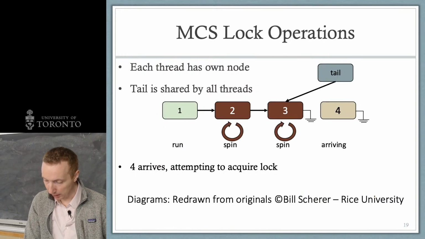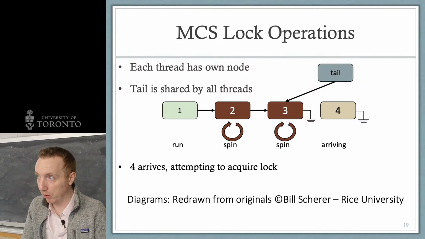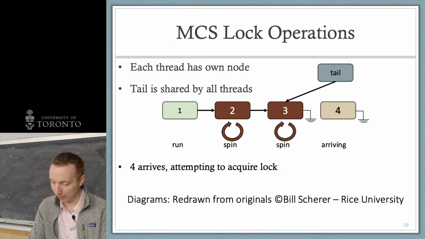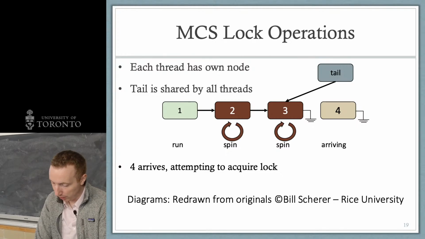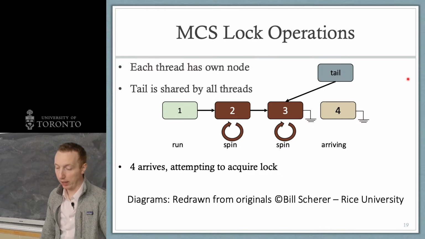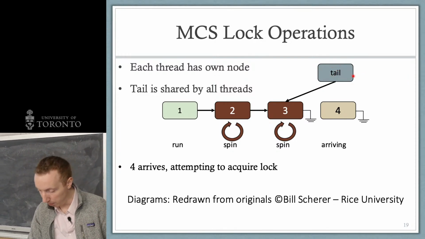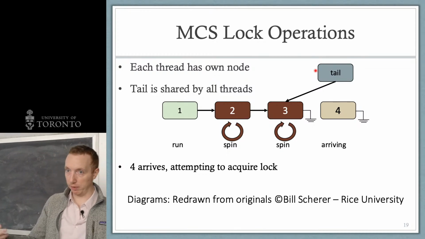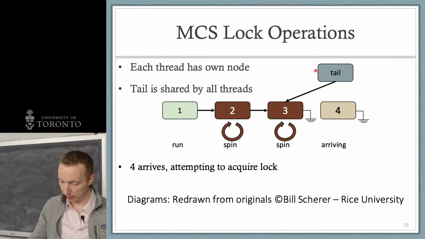So one of the big implementations for this one is something called MCS locks. Those are a group of people's last names. It doesn't stand for anything other than their last names. So in this scenario, each thread has its own node, and that tail is shared by all threads. So there is a global tail that essentially points to whatever the last CPU is on that list.